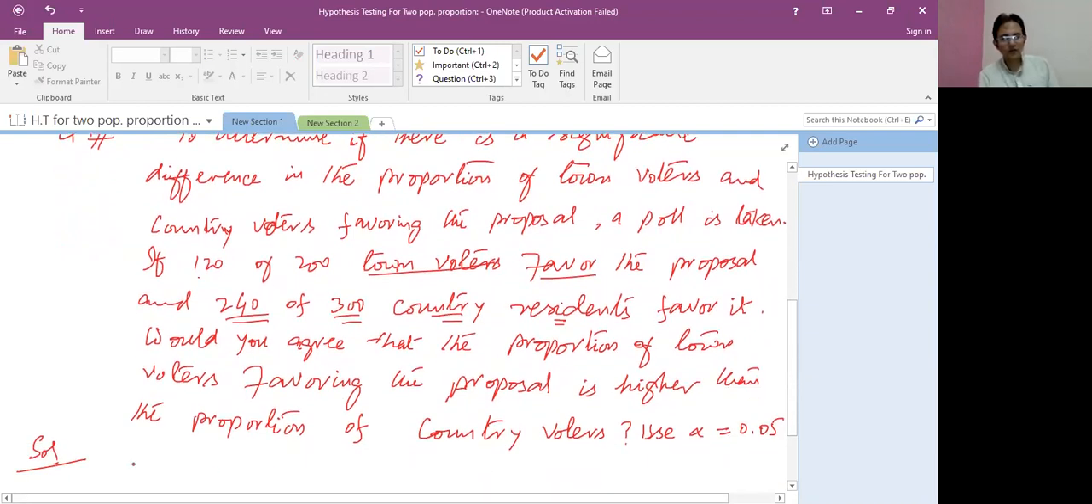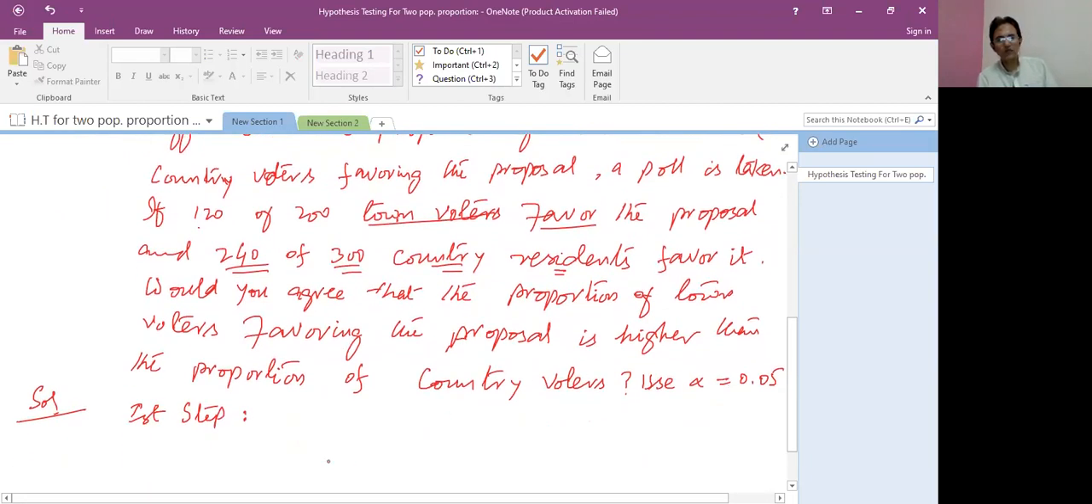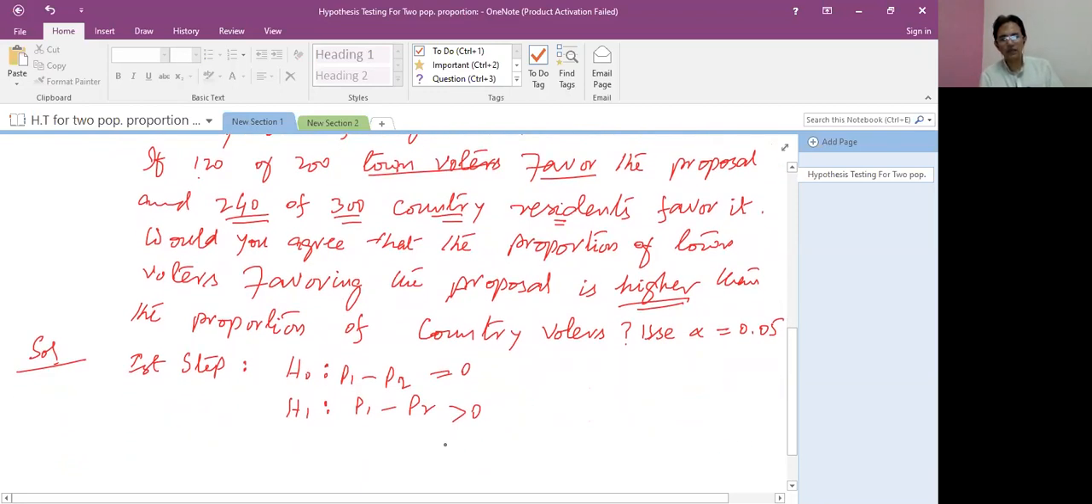So write the hypothesis. First step, the null hypothesis and the alternate hypothesis. H naught is P1 minus P2 equals 0. The alternative, P1 minus P2 higher than 0, means greater than, so it is a one tail test, the right tail. So here we are applying this condition.